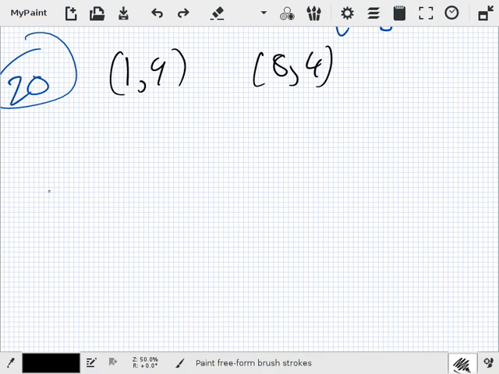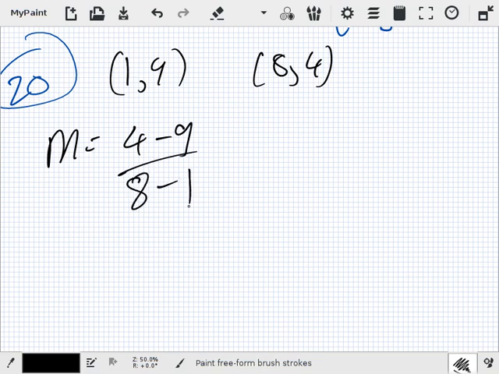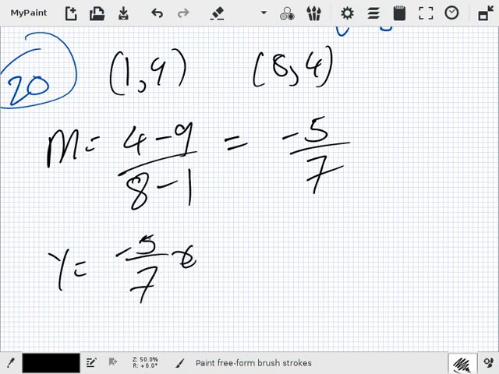We'll get the slope. M equals y2 minus y1 over x2 minus x1. So this will be minus 5 over 7. Y equals mx plus c. What's the easier one to use to get the c?